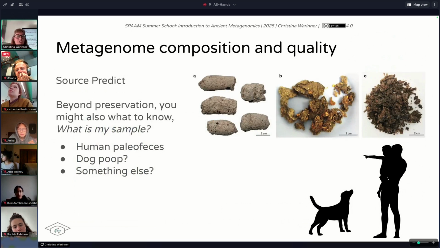We also might want to go beyond just preservation and say, actually, what is my sample? And this became a big issue for us when we were looking at paleofeces, and we started to slowly realize that some of the human paleofeces we were working on probably wasn't human at all, what was actually dog poop. It turns out the archaeological record is full of dog poop. And so we needed tools and ways of discriminating between human feces and animal feces, and developed a tool called CopperID to do so.